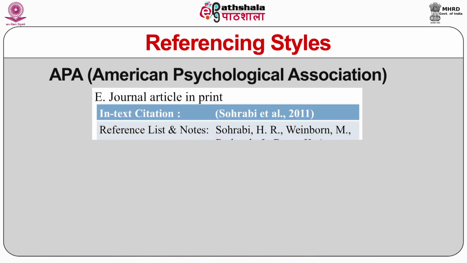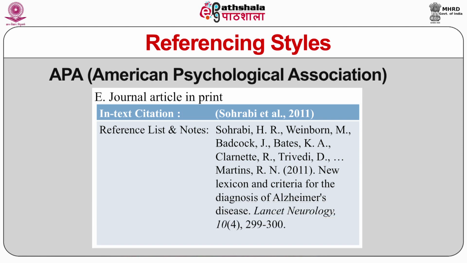In case you cite a work from a journal, the in-text citation will be Sohrabi et al., in case there are more than 2 authors, with the year, and in the references the names of all authors in the form of the last name, then the initials of the first name, followed by the year within brackets and the title of the article, New Lexicon and Criteria for Diagnosis of Alzheimer's Disease, then the journal name, Lancet Neurology, then comes, as you can see, 10 within brackets 4.